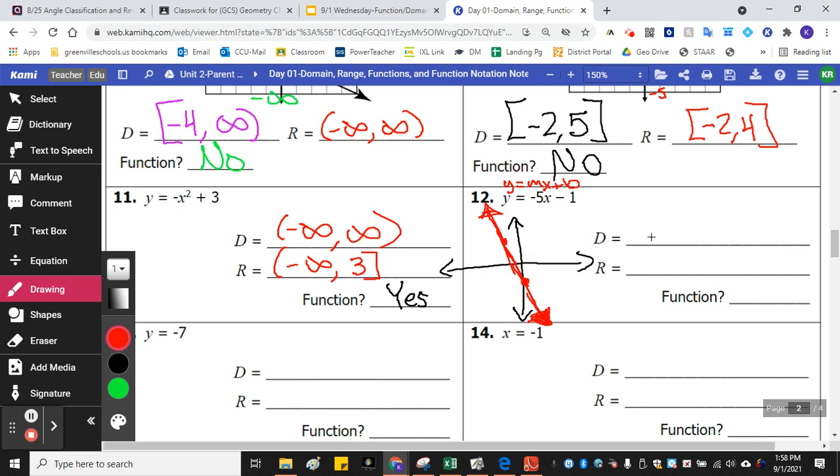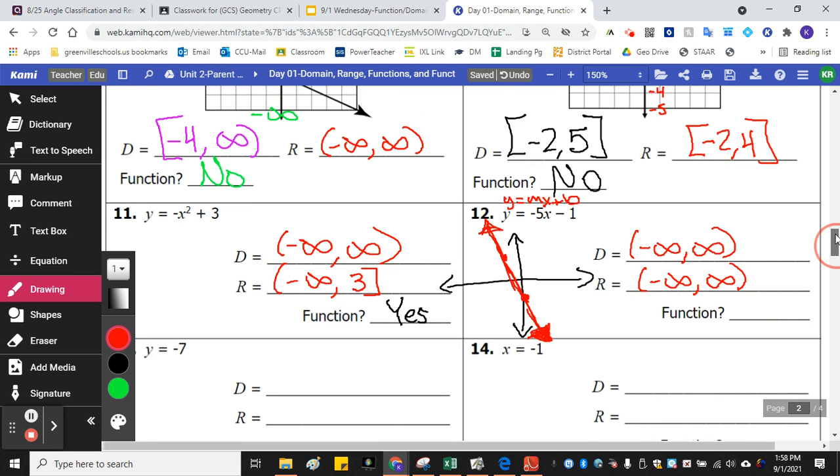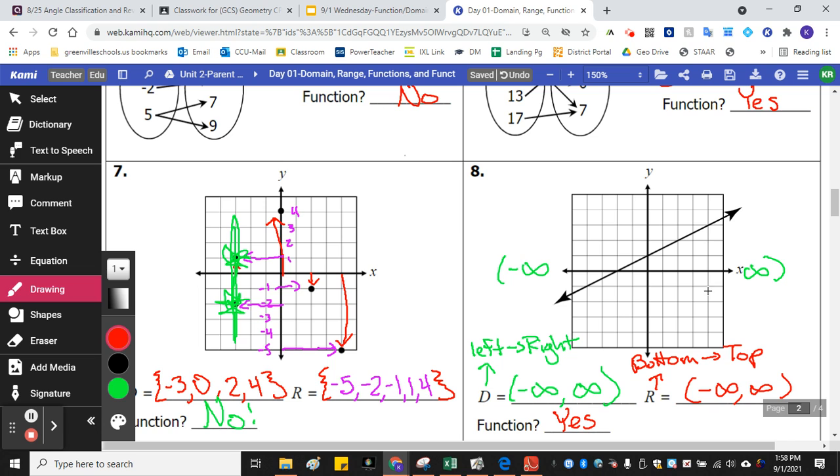So the domain is negative infinity to positive infinity. The range is the same thing, negative infinity to positive infinity, just like this line up here. All lines always have the same domain and range.